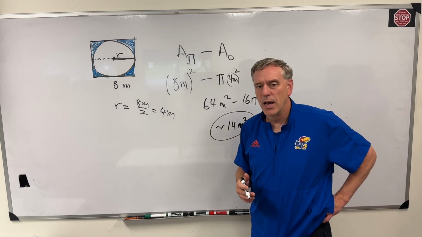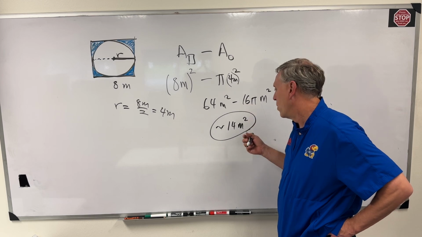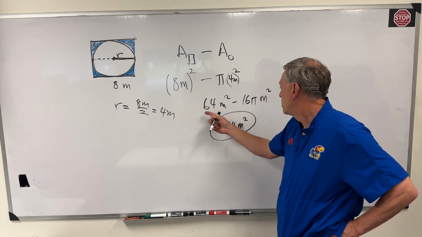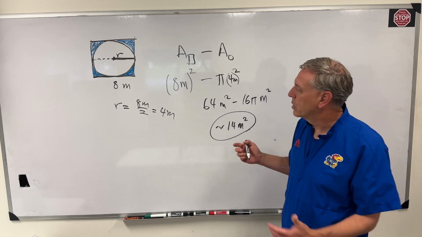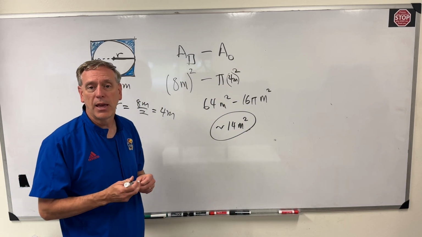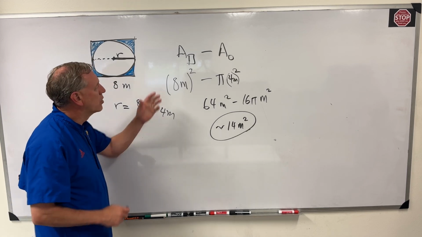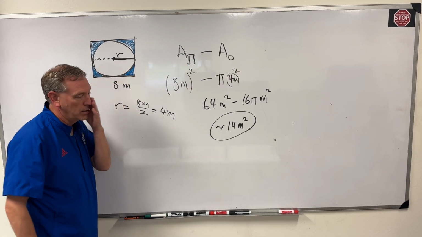And so you should probably punch it in your calculator, 3.14. So you get around 50. 64 minus 50, about 14 meters squared. And so that's how you could take a circle, inscribe it inside a square, and then calculate using both your knowledge of the area of the square and the area of a circle.